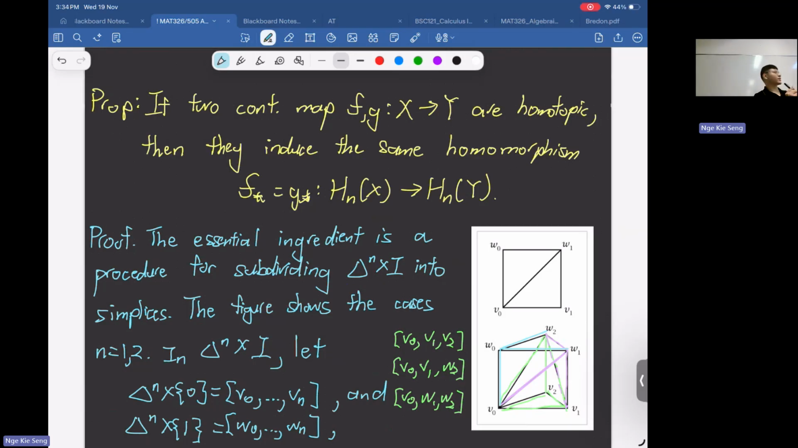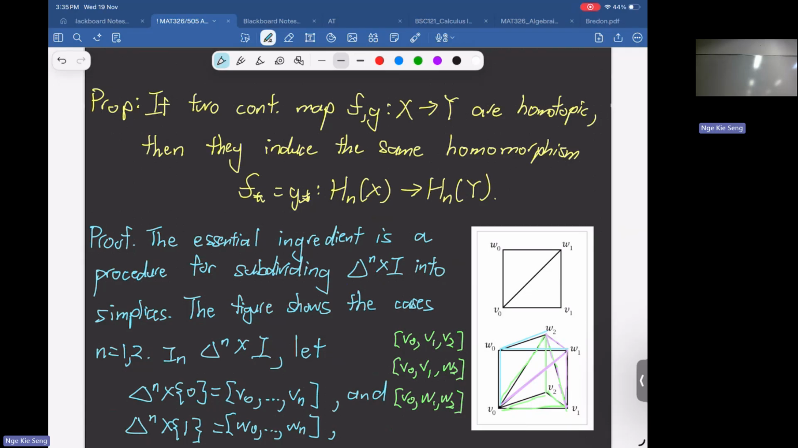I don't plan to put out all the gory detail here, but I want you to focus on a few points, and then the gory detail I urge you to check. In particular, Henry will check, right? Henry typed this collection. Let's look at the statement we want to prove here. If two continuous maps F and G are homotopic, we want to show that they induce the same homomorphism.